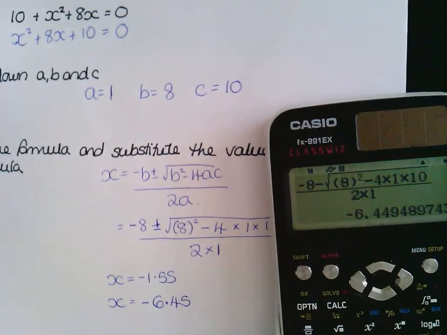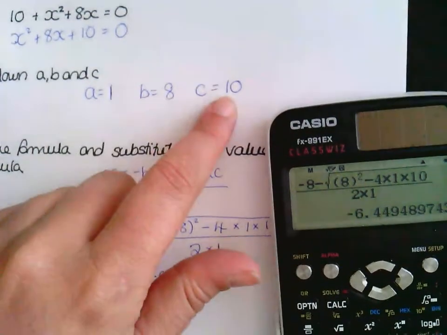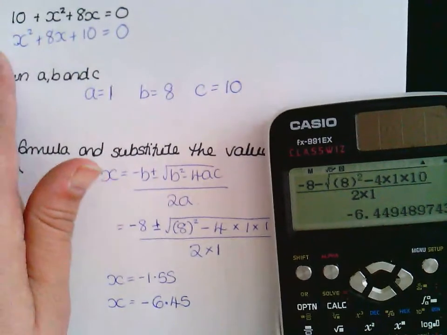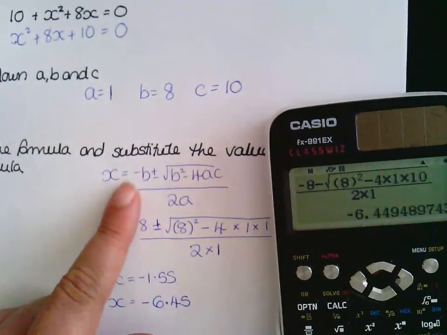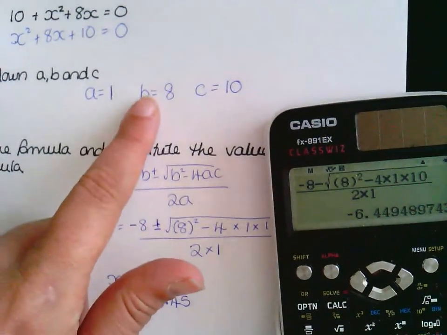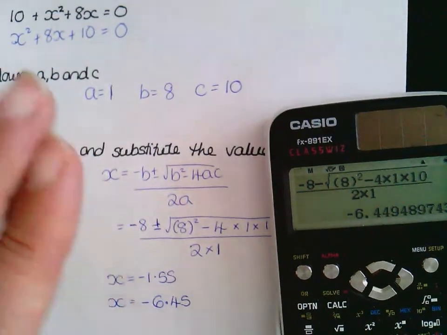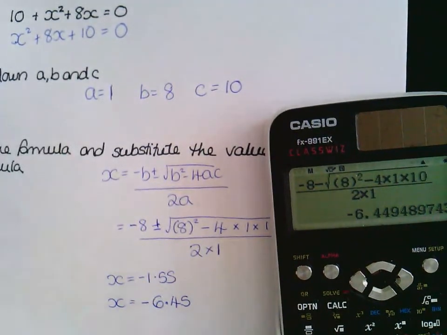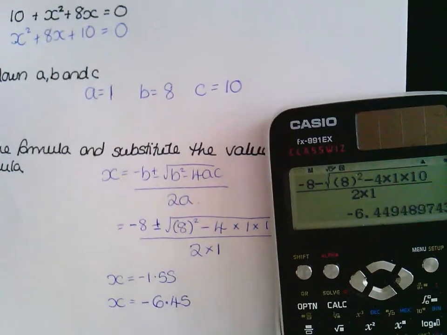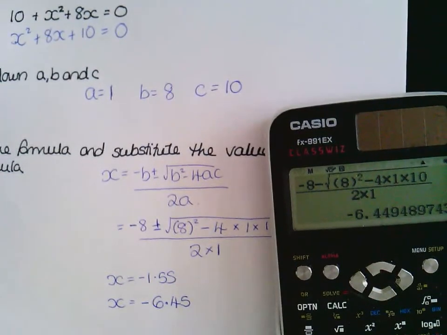Key things to remember when getting your A, B, and C, make sure you check the signs in front. The first term, minus B, means you change. If this was positive, it becomes negative. If it's negative, it becomes positive. And secondly, when you do B squared, use brackets with the squared sign outside.